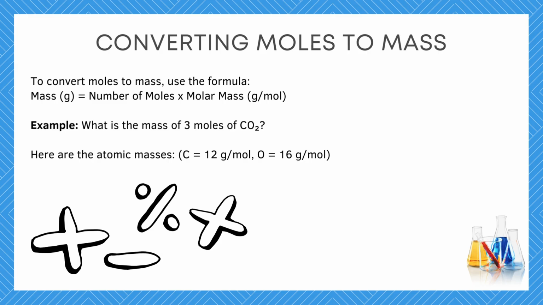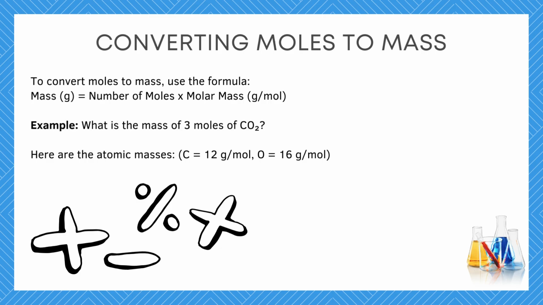Now, the next thing we want to talk about is converting from moles to mass. To convert from number of moles to mass, there is another formula we'll use. And that formula says mass is equal to the number of moles multiplied by the molar mass. In the first case, when you want to find number of moles, you simply say mass divided by molar mass. But in this case, when you want to find mass, you say number of moles times molar mass.